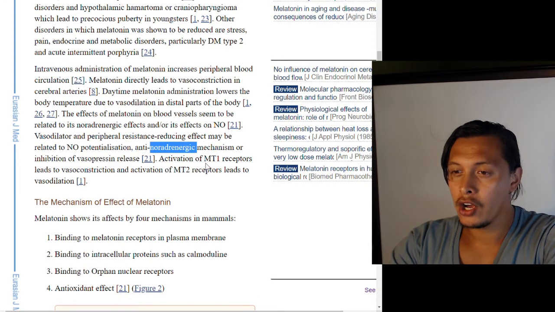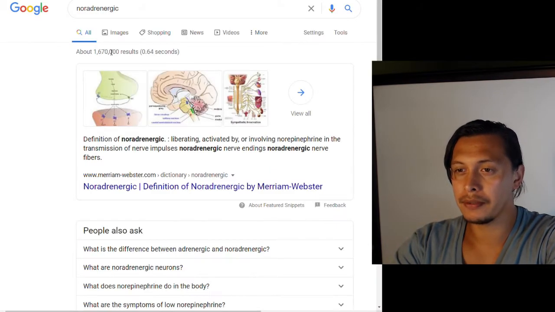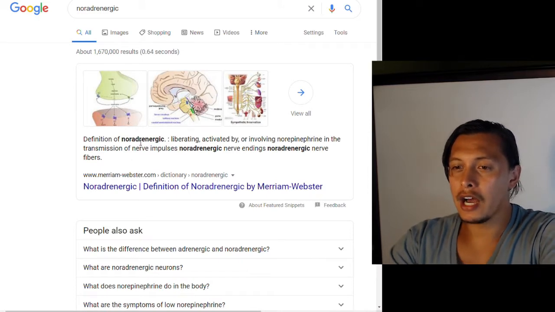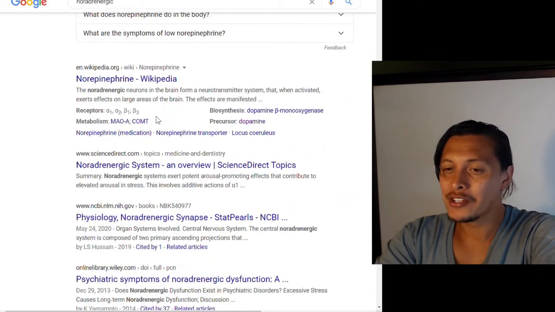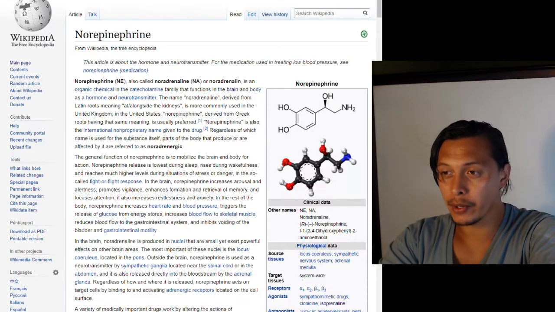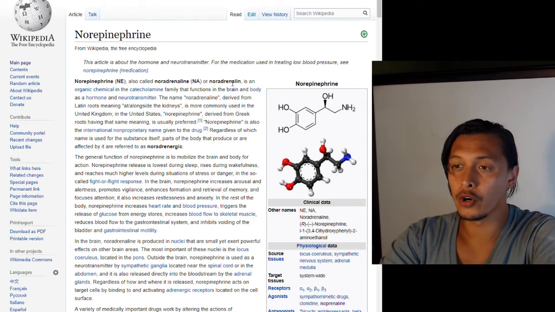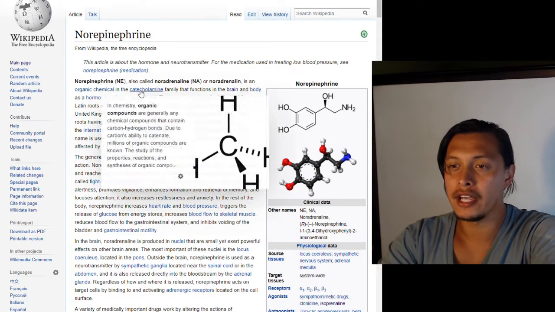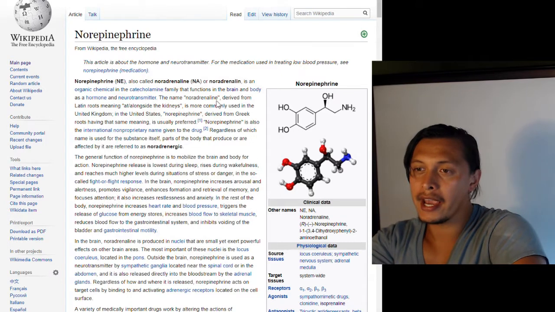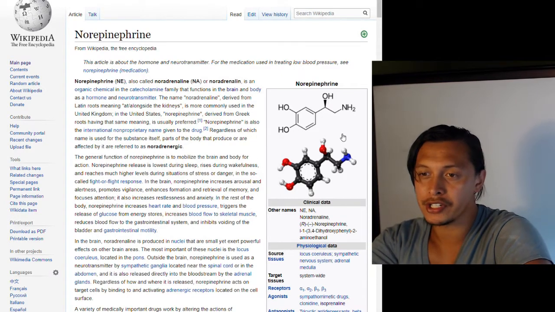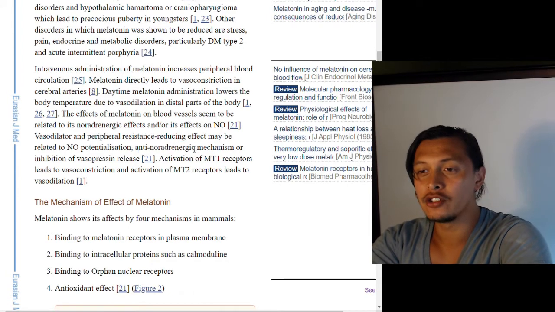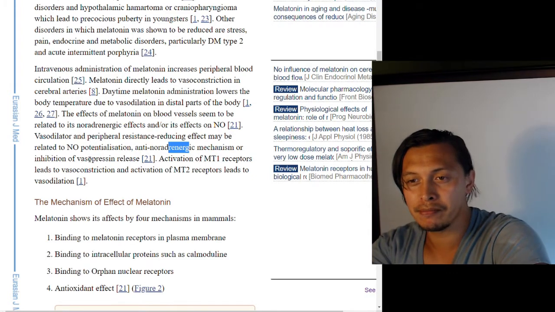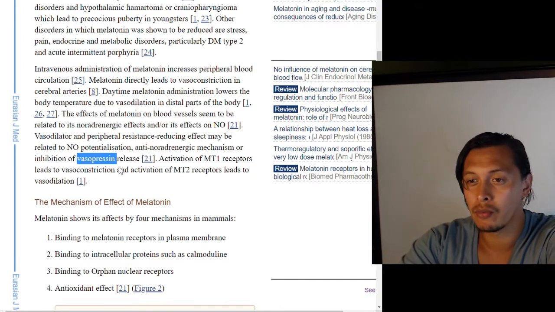So what does noradrenergic mean? Sorry, I can't pronounce anything. This is dealing with norepinephrine, or noradrenaline, an organic chemical in the catecholamine family, and it functions in the brain and body as a hormone and neurotransmitter. So it has an anti-noradrenergic mechanism which causes the inhibition of vasopressin release.